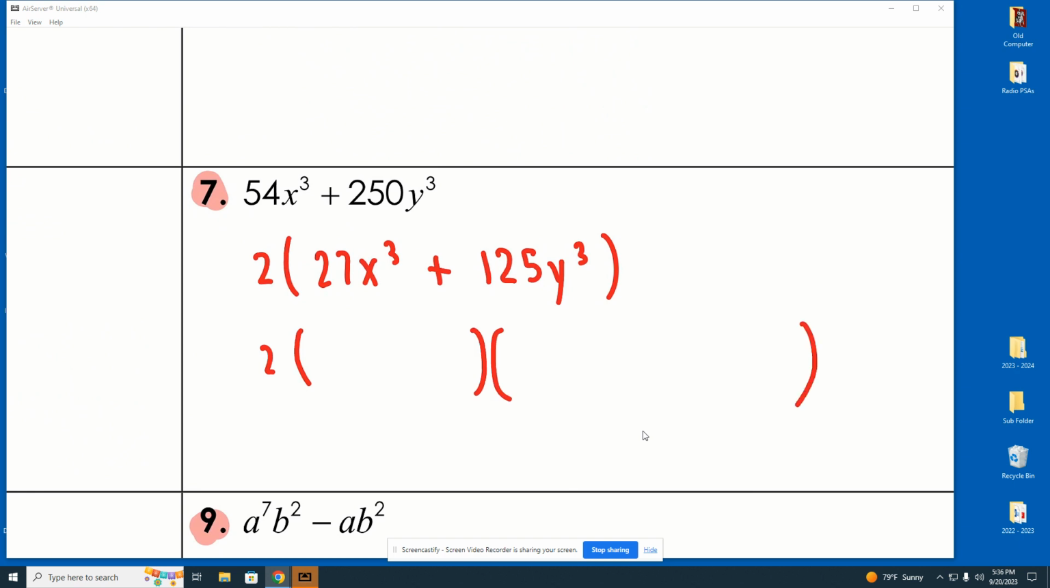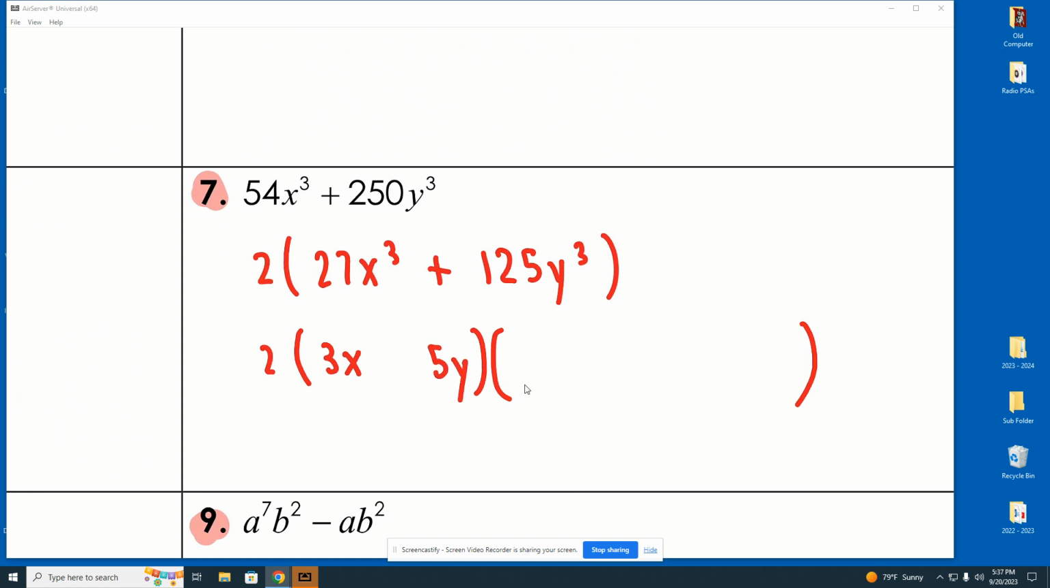And again, I'm going to leave room to do it, and then I'm going to do it. So my binomial. What multiplies by itself 3 times to give me 27x cubed? Well, that's 3x. What multiplies by itself 3 times to get 125y cubed? 5y. So those are my binomials.